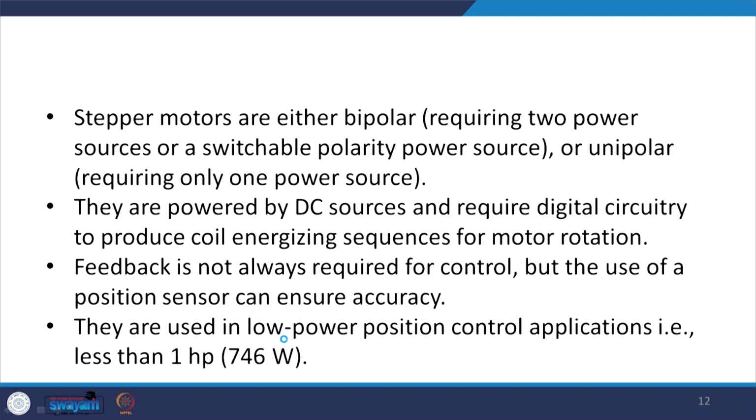They are powered by DC sources because basically they are DC motors, and require digital circuitry to produce the coil energizing sequence for the motor rotation. I will be explaining to you how we get the different steps. Feedback is not always required for control, but why do we not require feedback? Because here we make the motor rotate in steps, and many times we know how many steps it has to rotate, and so how many pulses have to be given.